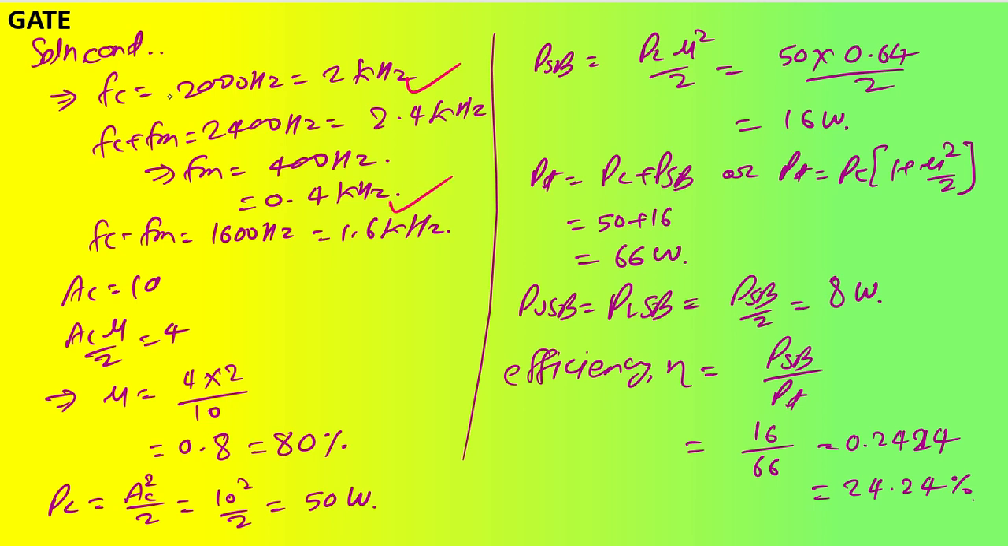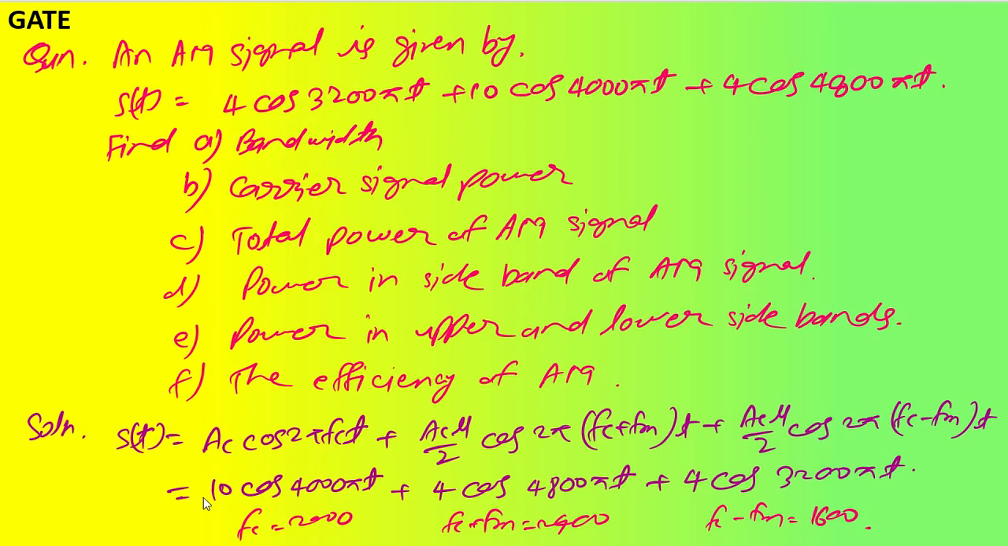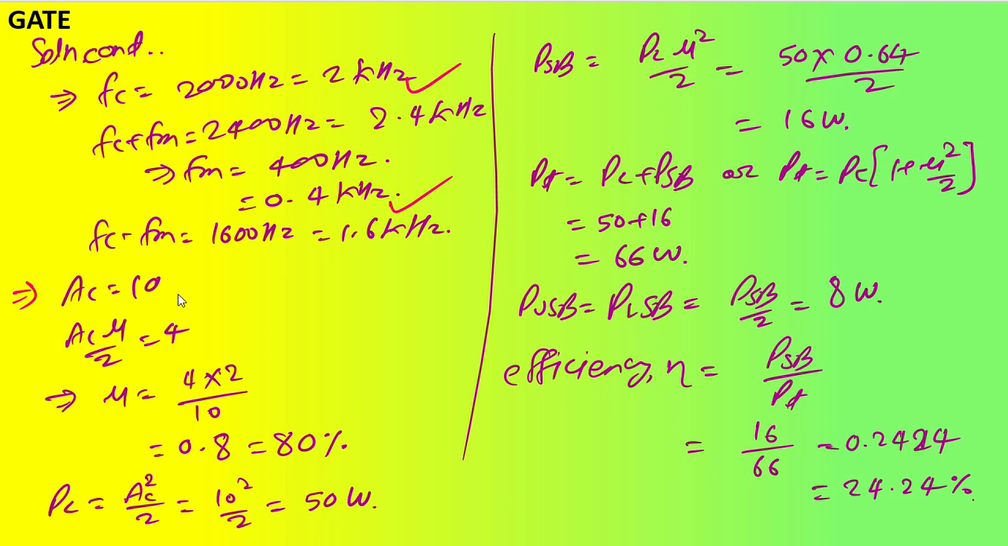Now what is your carrier amplitude? The carrier amplitude Ac was 10. Just remember that this is the carrier amplitude, not 4. Why? Because we have already expanded this equation and identified that Ac is this, and Ac into mu by 2 is 4. So Ac is 10 and Ac into mu by 2 is 4. If we equate this, we can get our modulation index mu, which will be 4 into 2 divided by Ac, that is 10. So it is going to be 0.8, that is 80%.